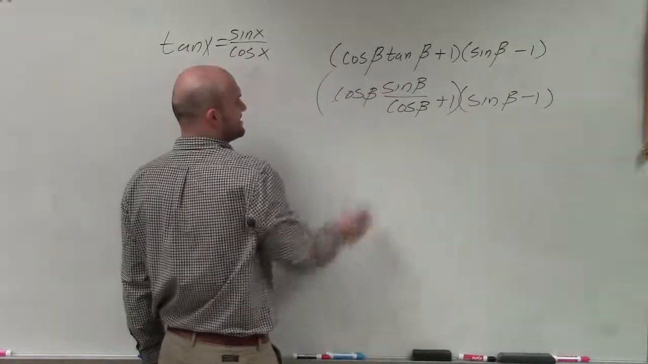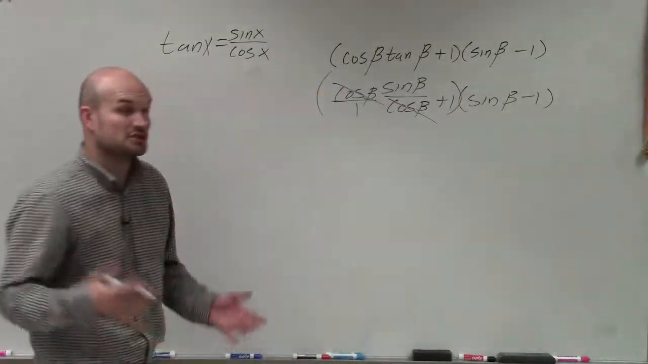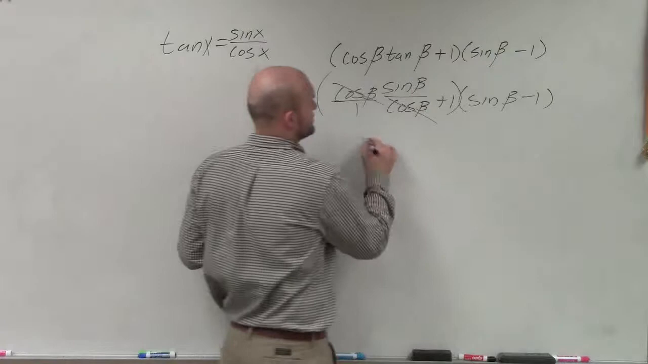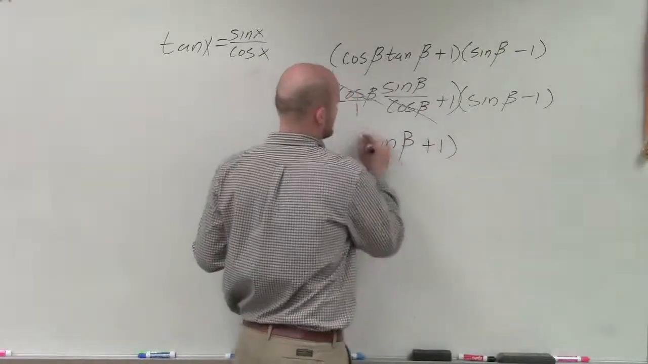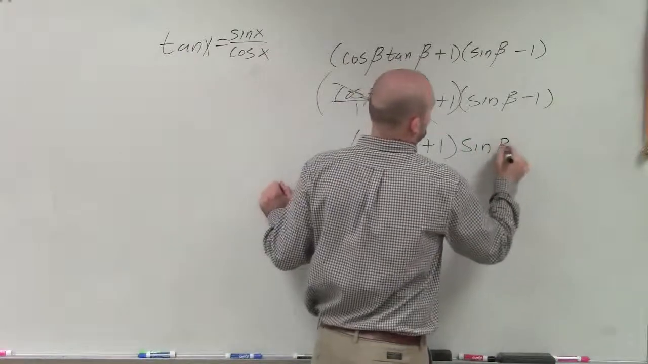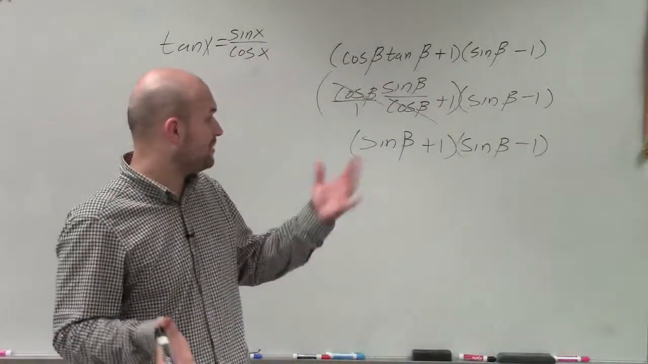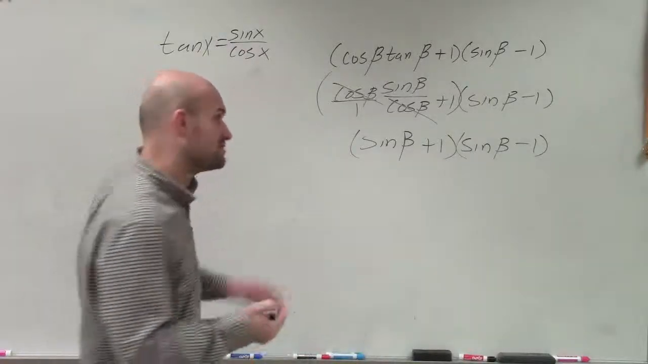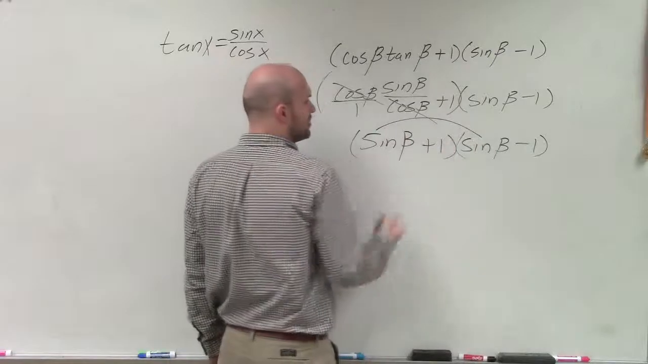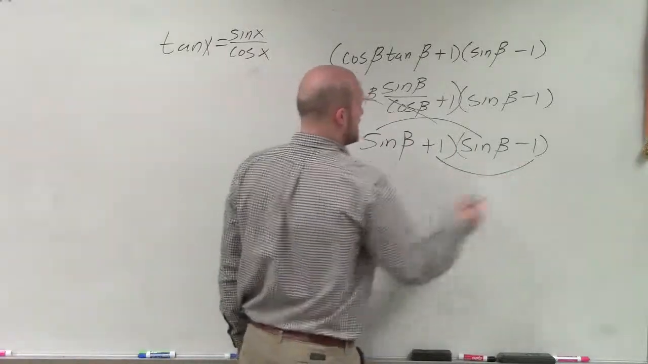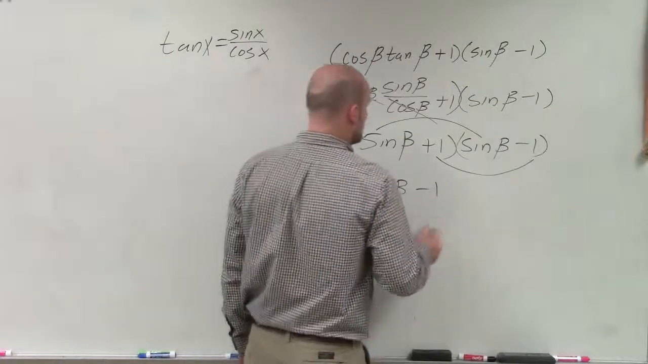So what you guys can see here is now that can be over 1. So now cosine of beta divided by cosine of beta is just going to be 1. So now I'm just left with sine of beta plus 1 times sine of beta minus 1. Well, when multiplying this, you can see we could apply FOIL, but we also notice this is a difference of two squares. So by multiplying this out, all I really need to do is multiply my first terms and my last terms. So I have sine squared of beta minus 1.